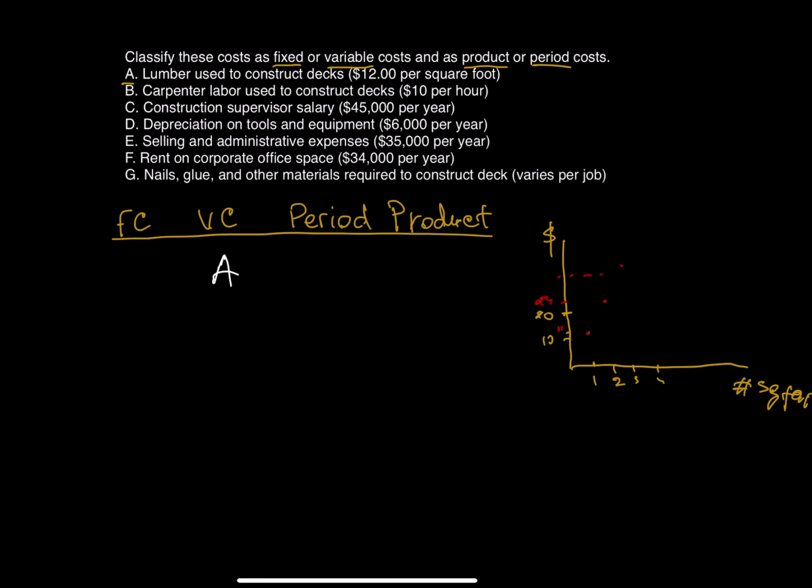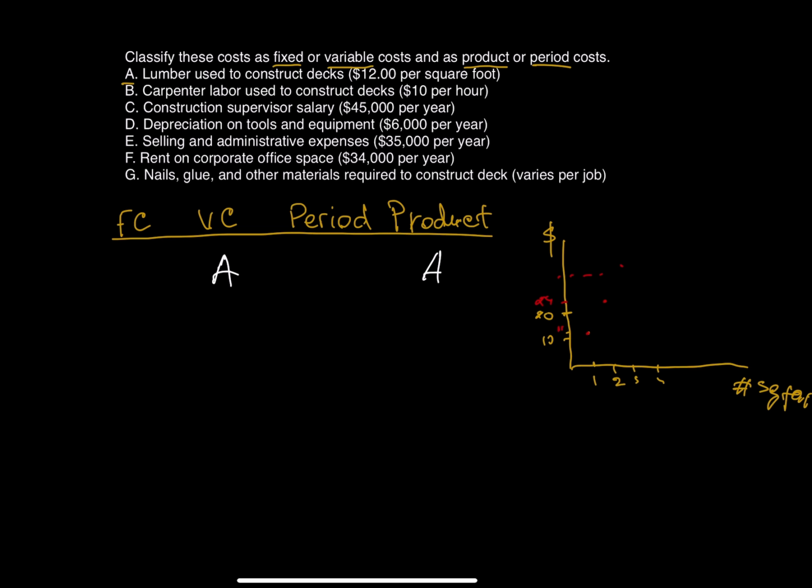And another one is whether it's a product cost or period cost. Now, because this is a part of the production process, it's going to be a product cost. It has nothing to do with the period cost. We're going to use it in production and then inventorize it in our balance sheet.